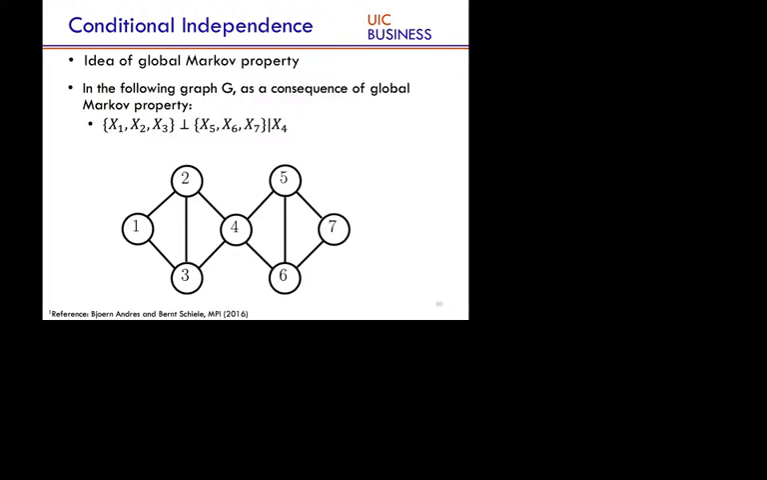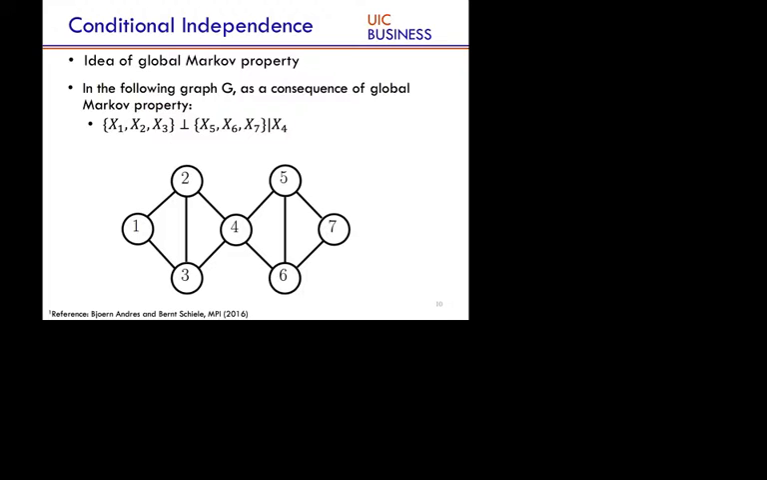Here you can see that for sets 1, 2, and 3, and 5, 6, and 7, for any pair of vertices in these two sets, the path between them has to pass through node 4, and so those two sets are conditionally independent given node x4. Is this clear? Yeah. If I want to infer whether x1 is conditionally independent of x4 given x2, that is possible because I have a path from 1 to 4 through 2. Yes.